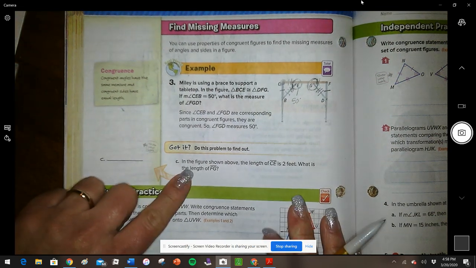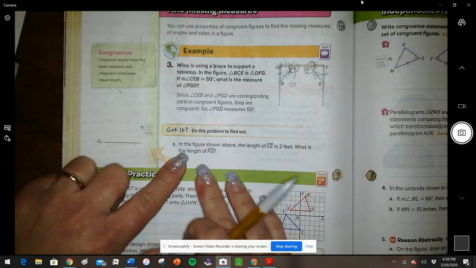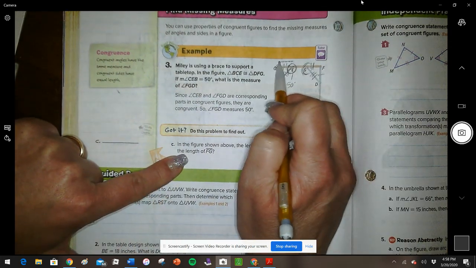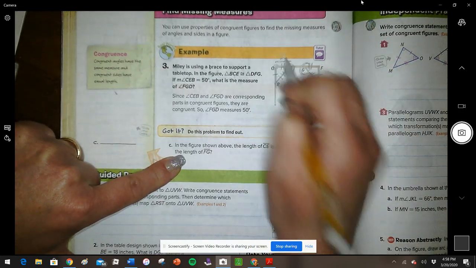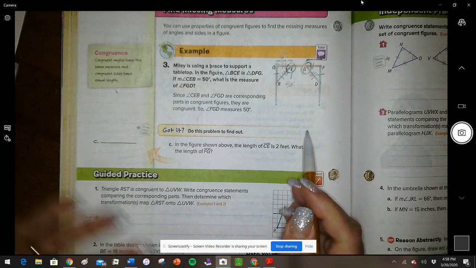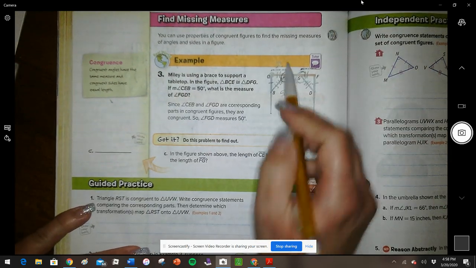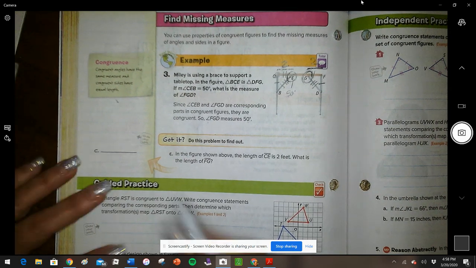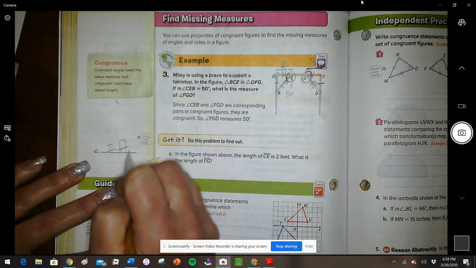Okay. Let's go look at the got it down here. It says in the figure shown above, if the length of CE, so if this right here is 2 feet, then what is this side over here? Again, you're just matching. And so if this is 2, this is 2. It's that easy. Okay, so that must also be 2 feet.